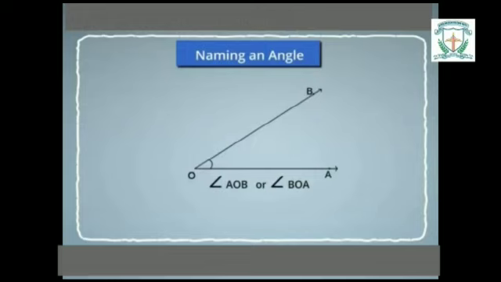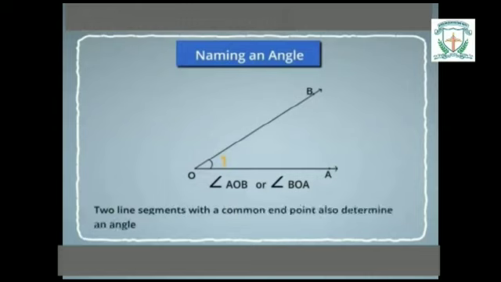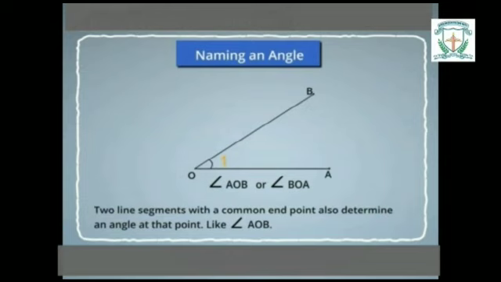An angle is also named by its vertex, like angle O. It is sometimes named by a small letter or a numeral like angle A or angle 1. Two line segments with a common endpoint also determine an angle at that point, like angle AOB.